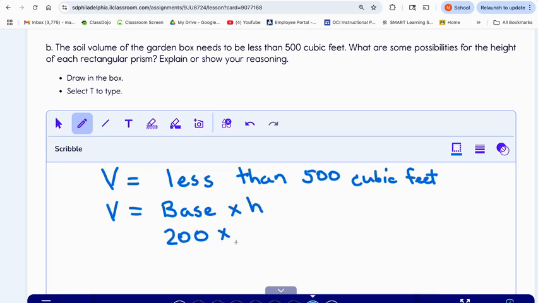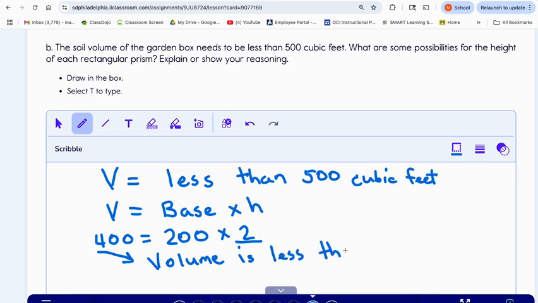I can use what I know from the text of the problem to determine a height that makes sense. I know the base is 200 square feet. This base needs to be multiplied by a number to make a product less than 500, since the volume needs to be less than 500 cubic feet. So I decide to make the height 2 feet. The height, 2, times the base, 200, gives a volume of 400 cubic feet. This fits the requirements of the problem. 400 cubic feet is less than 500 cubic feet, so making the height 2 feet is a sensible solution.